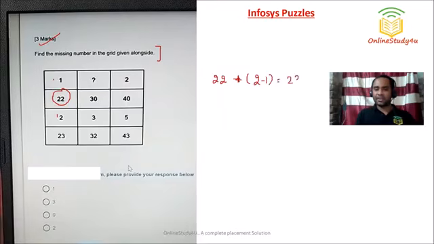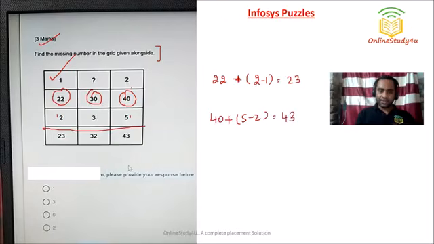So this will become 23. This row completed. Then, as I said, the fourth one will be using this. Then you will see 40 plus 5 minus 2, the remaining one. So it will be 40 plus 3, 43. Then we could see here it will be 30 plus 3 minus what? So that it will become 32.